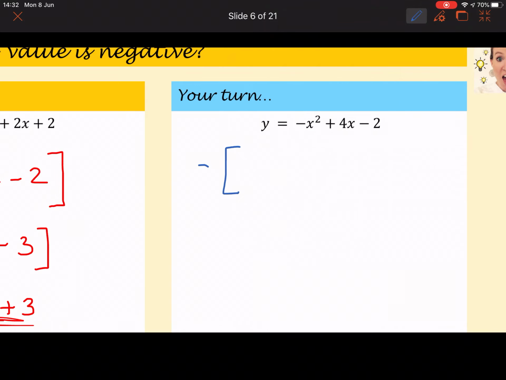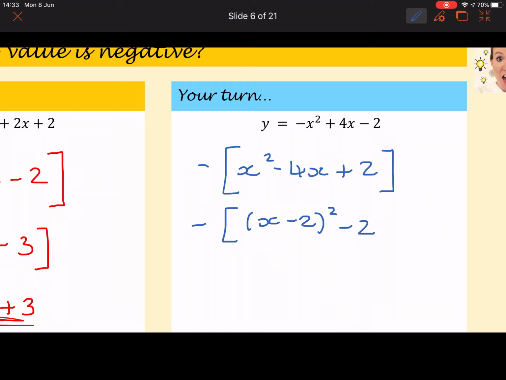Take your negative out, we end up with x squared minus 4x plus 2, close brackets. Now complete the square. x minus 2 squared. Minus 2 squared gives you positive 4. We want positive 2, so take away 2. Put your negative back in and we end up with minus, x minus 2 squared, plus 2. Final answer. Well done if you got that.